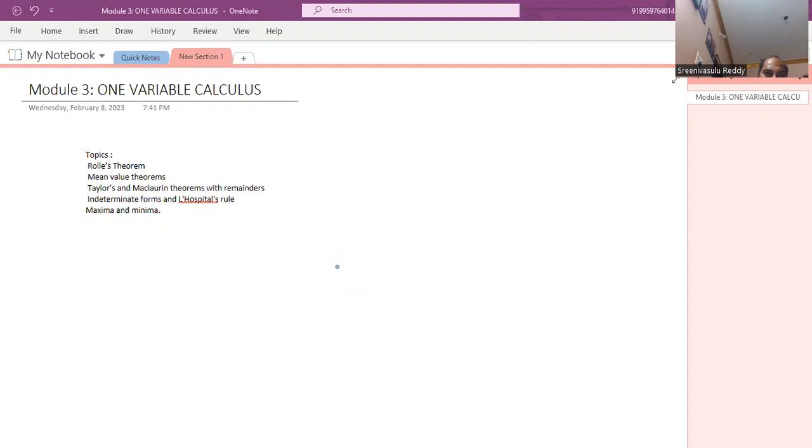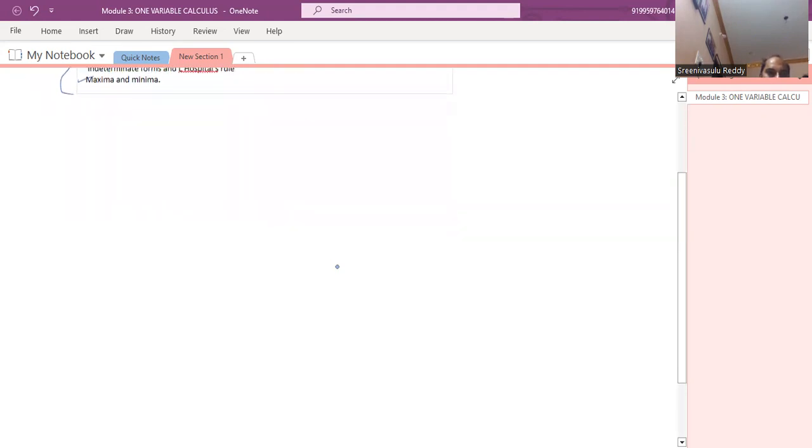Fourth one, L'Hospital rule, indeterminate forms of L'Hospital rules. Last one is maximum. Among these five topics, important topics are these three. Today class, we are going to see about the Rolle's theorem, the first topic.